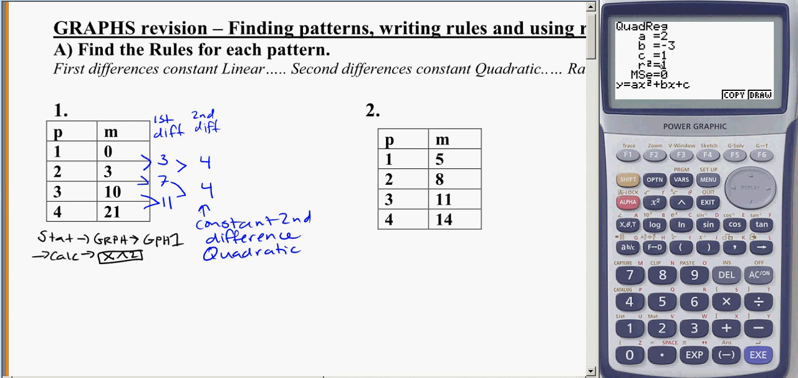If you get lots of decimals like 0.9999547, you've probably done something wrong. Go back and double check that you've put your points in correctly, and double check that it's a quadratic and not a linear or exponential by accident.